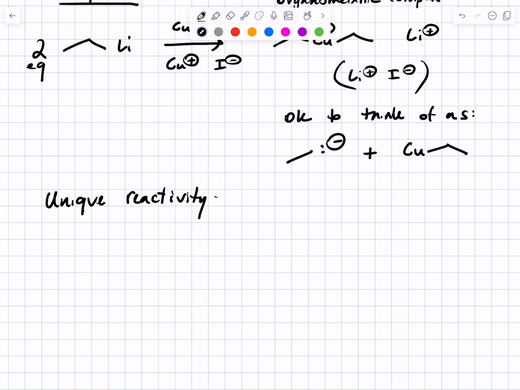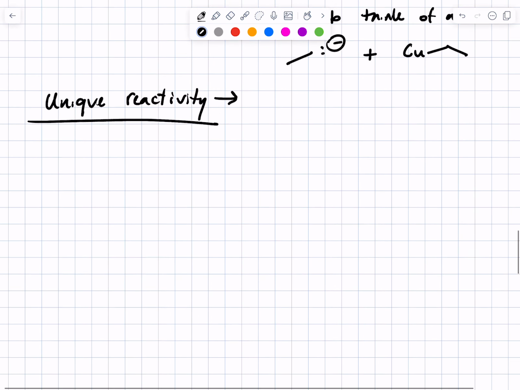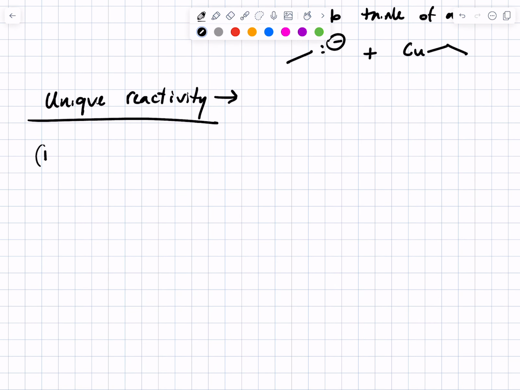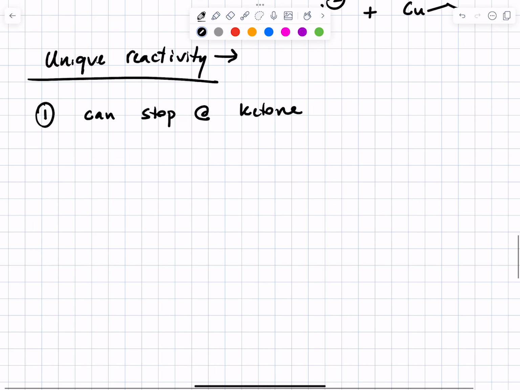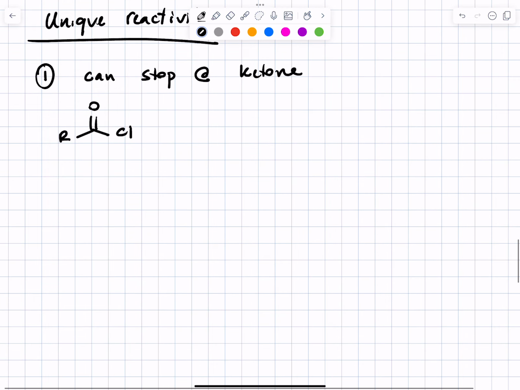Anytime a reagent does something different from other reagents, that's potentially useful and interesting. So unique reactivity number 1 is that cuprates can react with acid chlorides to give ketones. We can stop at the ketone, which is something that organolithium reagents and Grignards could not do.